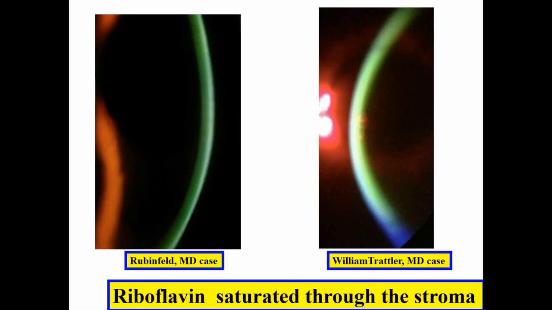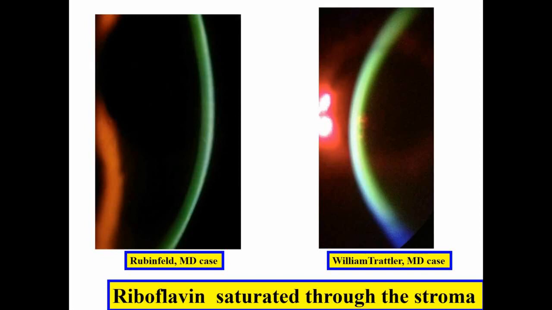We want to assess the riboflavin in the cornea. We do this by looking in the slit lamp with a cobalt blue filter, and that's on the right. You can see one of my patients. You can see that there's very bright fluorescence, but if you look down at the very bottom, there's dark blue. That's an area where there's no riboflavin. That was near the limbus, and we didn't need to get riboflavin there.